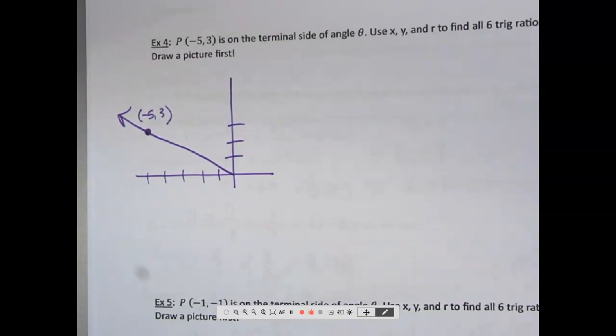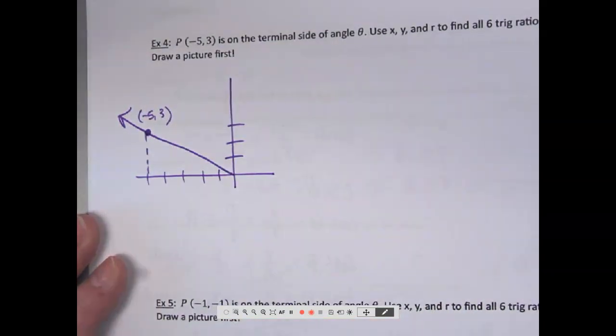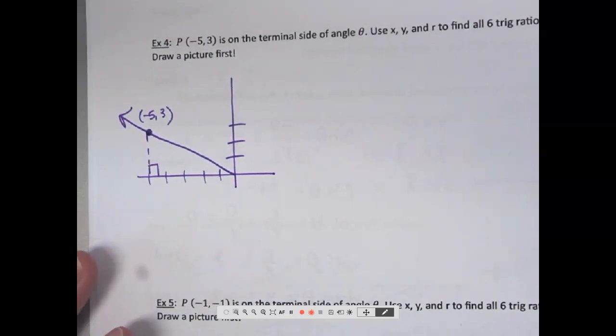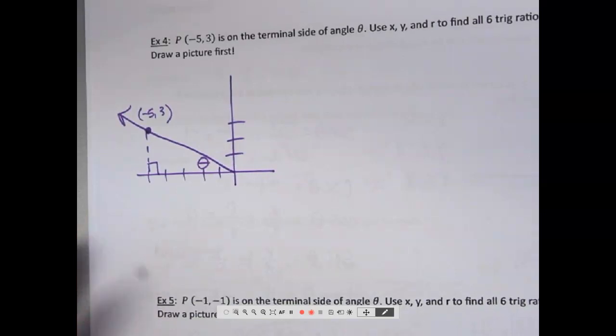Where does the perpendicular go? Down to the x-axis every single time. With the x-axis, that's where your 90 degrees is. Theta is always by the origin. And those rules are just established so that we all come up with the same exact situation here.